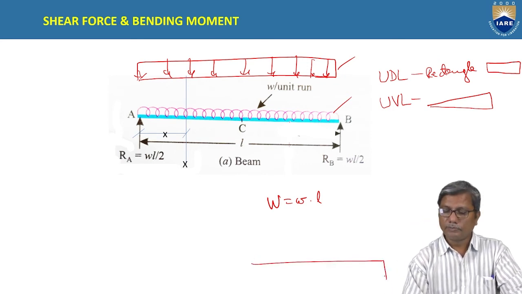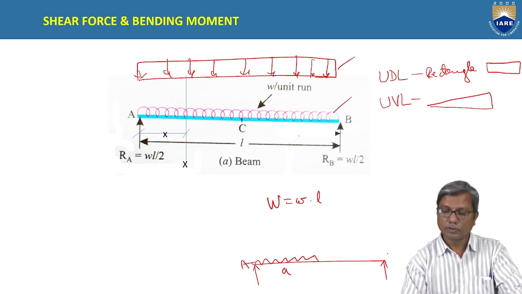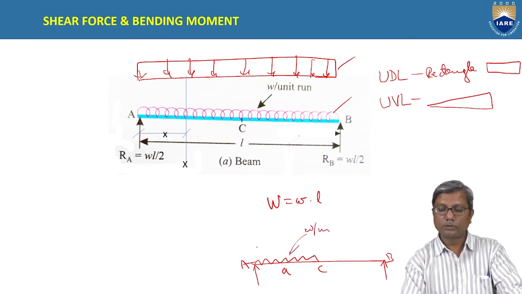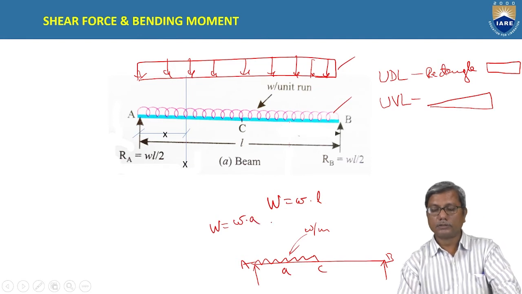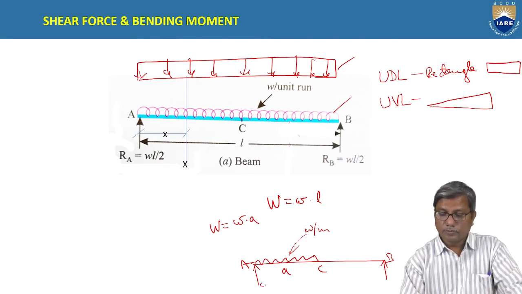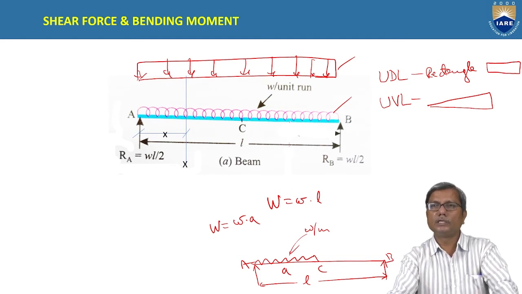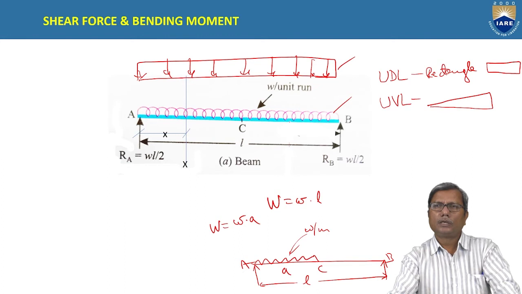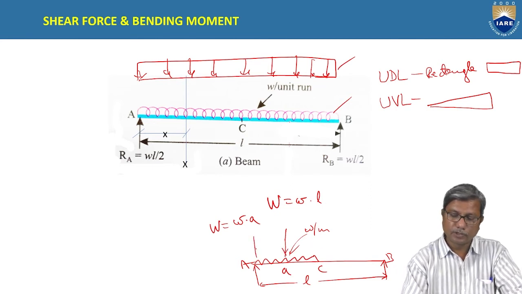For example, on a beam, if load is acting only for a length A, then the total load is W into A. A means the length of UDL, where the length of beam is L. So the total load of UDL is calculated as the product of intensity of loading multiplied by length of the UDL. Understand? And the resultant of this load, the total load, acts at the midpoint of UDL.